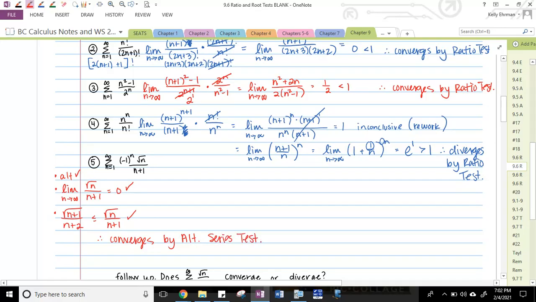What if I would have tried the ratio test? If I would have tried the ratio test, I'm just going to make a note of this. You can try it on your own if you want to. The ratio test gives us limit equal to 1. So we would have had to go back to the drawing board and do this.